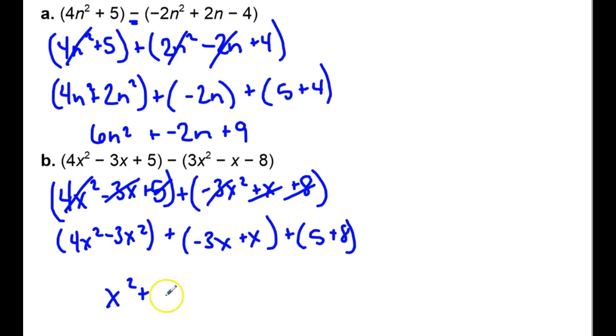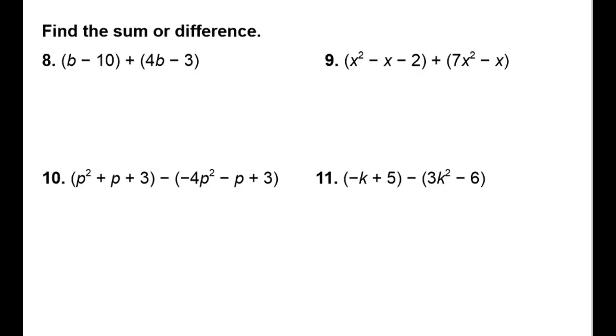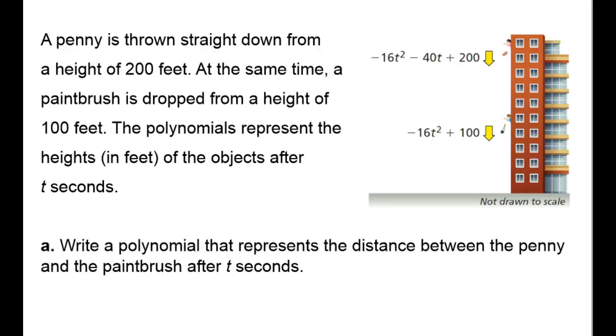Negative 3x plus x is a negative 2x. 5 plus 8 is going to be 13. So now I've gone ahead and subtracted both of these examples. Now here's your next monitoring progress. Try these. Try some addition and some subtraction to make sure that you can do both of them.